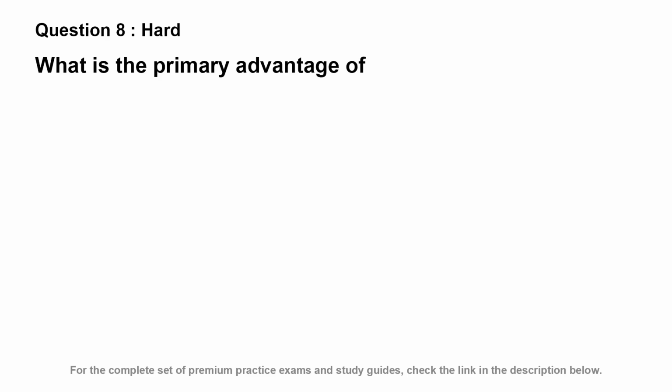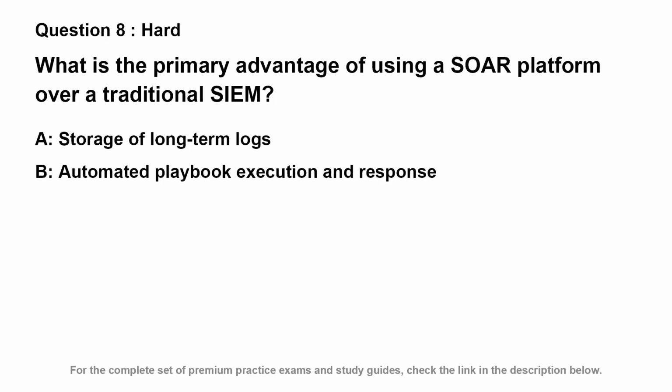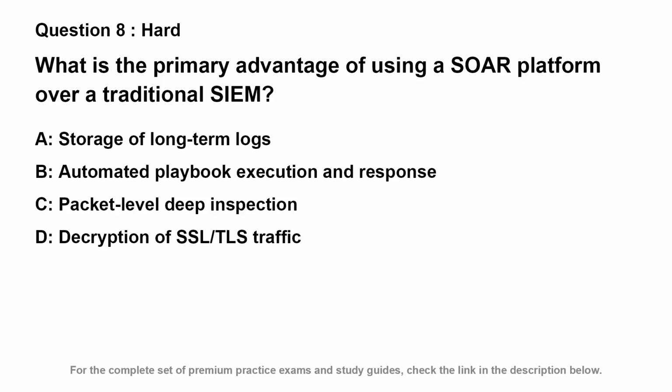What is the primary advantage of using a SOAR platform over a traditional SIEM? Option A, storage of long-term logs. Option B, automated playbook execution and response. Option C, packet-level deep inspection. Option D, decryption of SSL/TLS traffic.